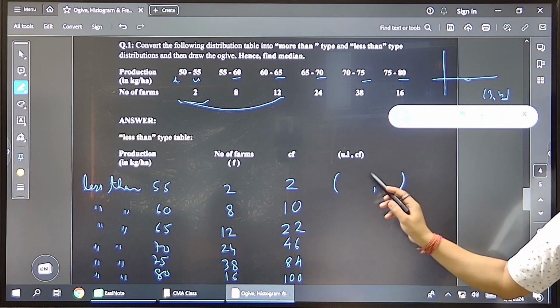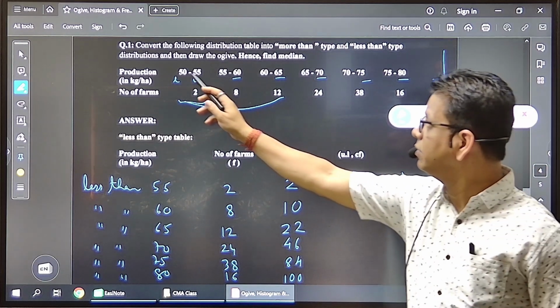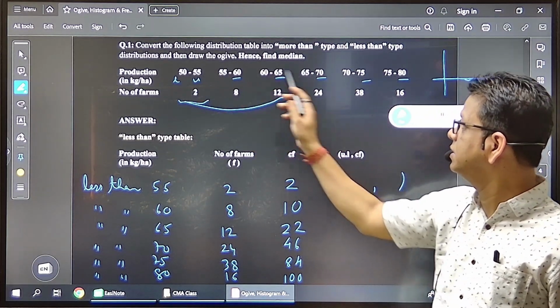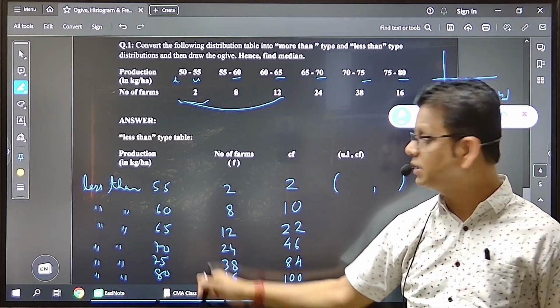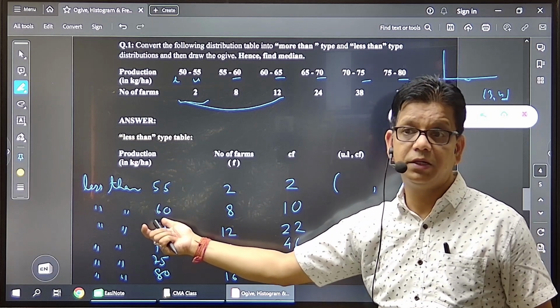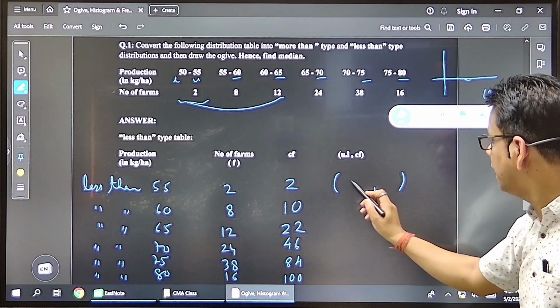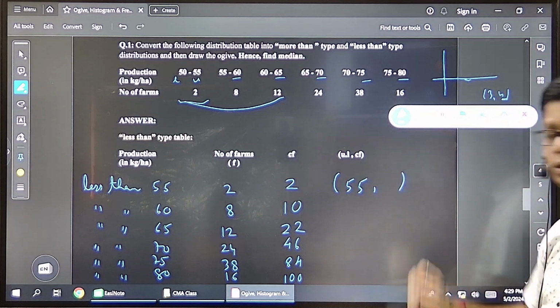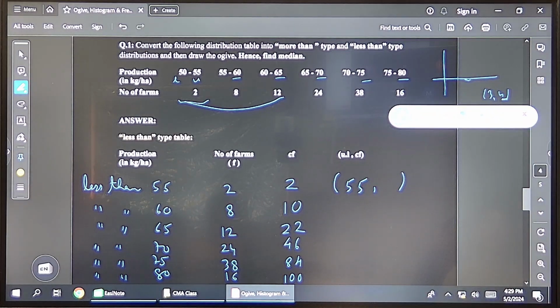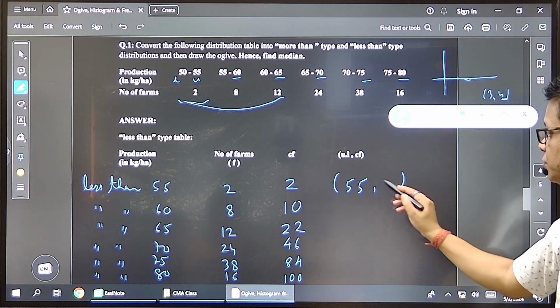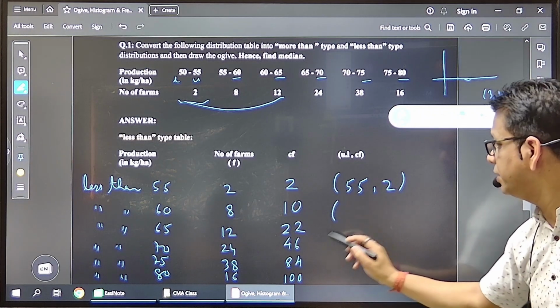Upper limit, comma, CF. Upper limit means in all these, upper limit is 55, 60, 65, which are already taken here, because I told you less than what? Upper limit. Now less than, so upper limit 55, so here the upper limit is 55, comma, CF. CF is the cumulative frequency. Which one is? 2, right? So make the ordered pair like that.